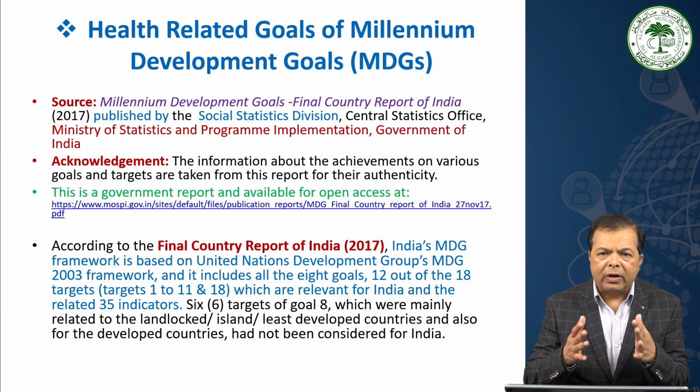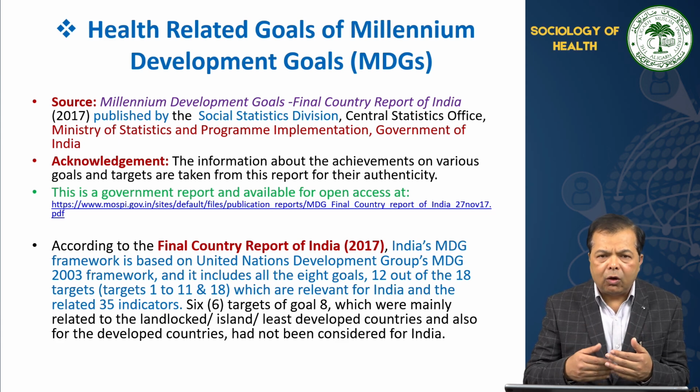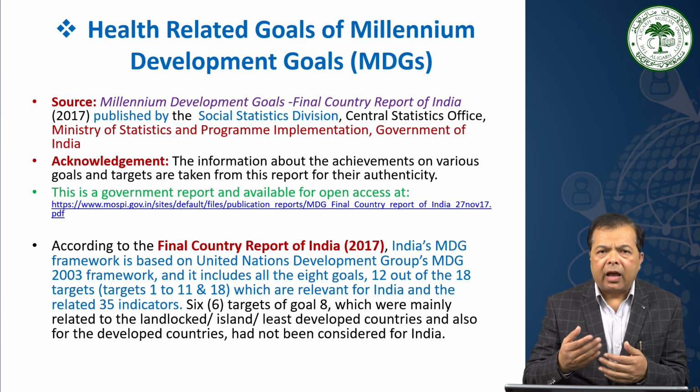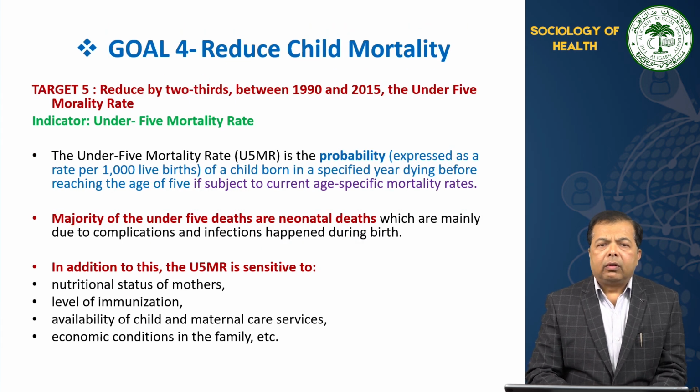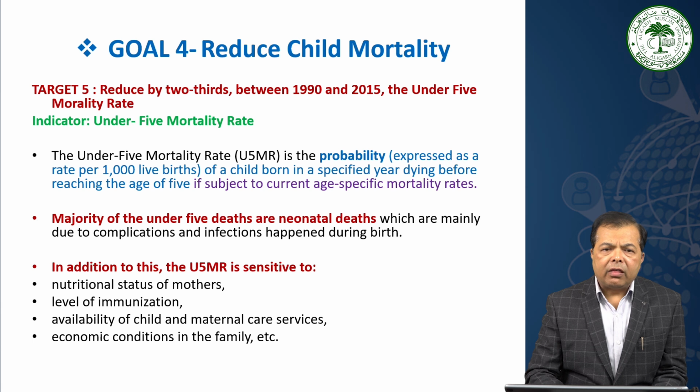So with this kind of understanding and framework, we will try to understand the specific goals, then the indicators and targets, and the kind of achievement that we have made in Indian context, right? So first we will talk about goal number 4, that is reduce child mortality.